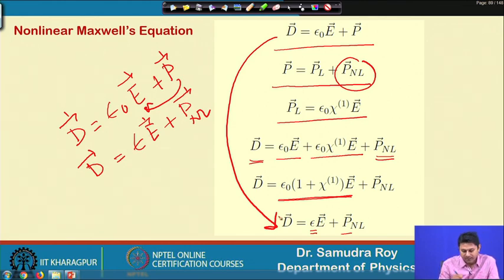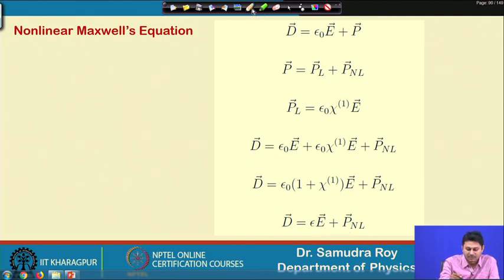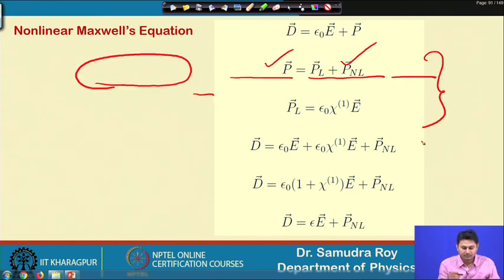So, from here to here we make a certain modification, and the modification is essentially we just separate out the nonlinear polarization term and the rest is the same. If the nonlinear polarization is 0, then D equals epsilon 0 E, which is the standard form that we usually find when we calculate Maxwell's equations and the corresponding derivations.